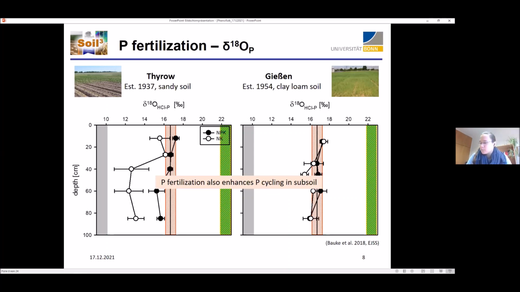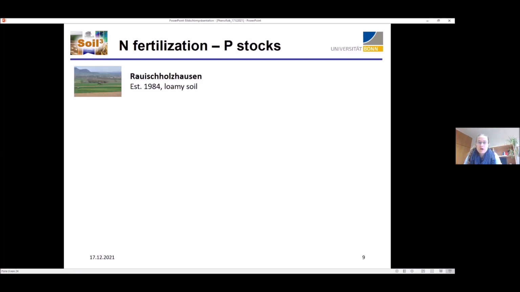Now you may say, well, it's not that surprising that P availability and P recycling increases if I add phosphorus fertilizer. That's true. So to be a bit more convincing, I will show you a different example on nitrogen fertilization. For nitrogen fertilization, we move on to the field experiment in Wolfratshausen, which is also in central Germany. It was established in the 80s, so we have about 30 years of constant management up to our sampling. And the soil is a loamy, loess soil, quite similar to the soil that we find here in the Bonn area.